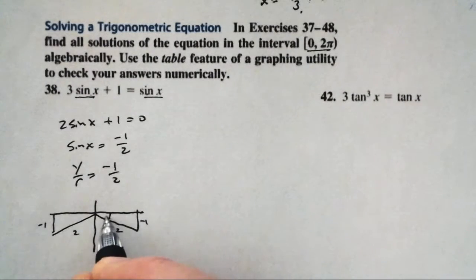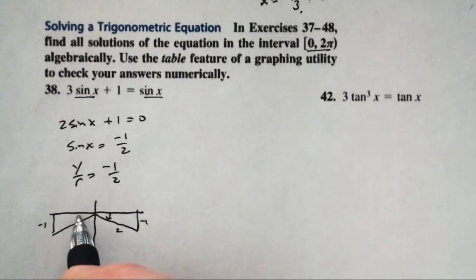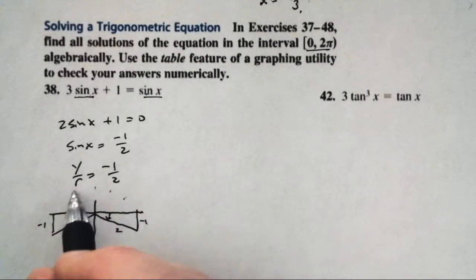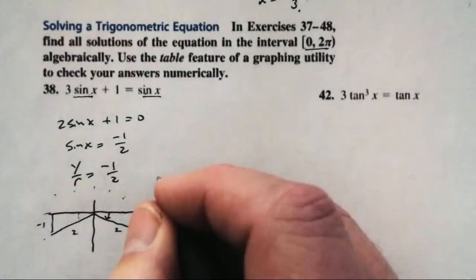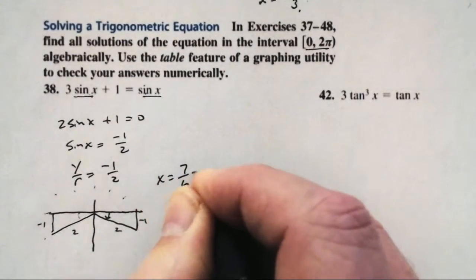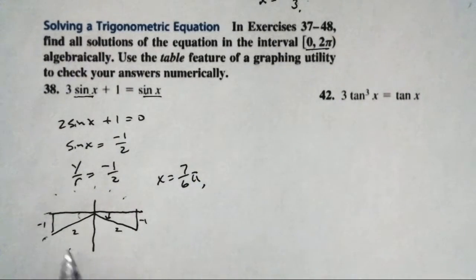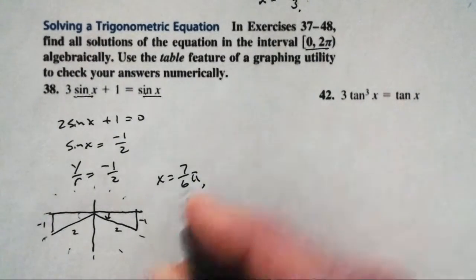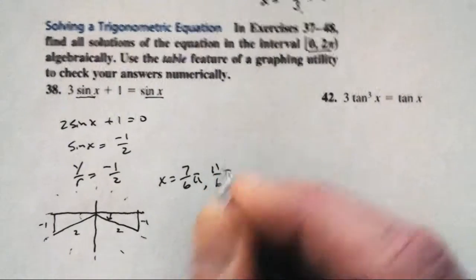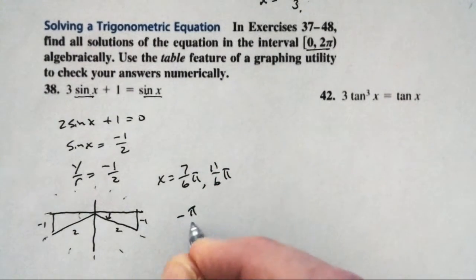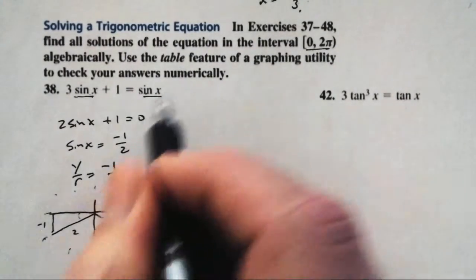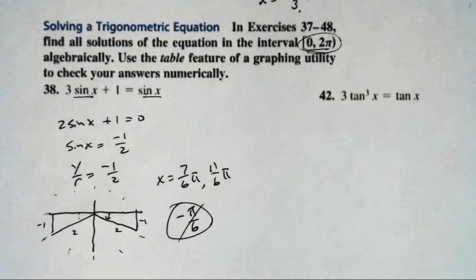Bad news, we can't go backwards here even though it's convenient. This is 1/6 pi. 1, 2, 3, 4, 5, 6, 7/6 pi. 7, 8, 9, 10, 11. 1 short of 12. 11/6 pi. Common mistake answer here is negative pi on 6. It doesn't fit in our domain of answers.